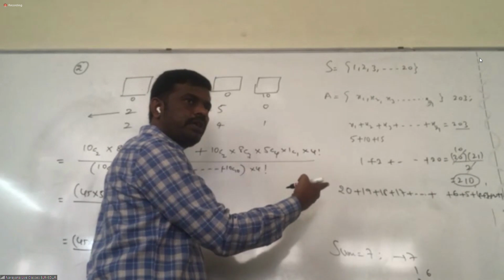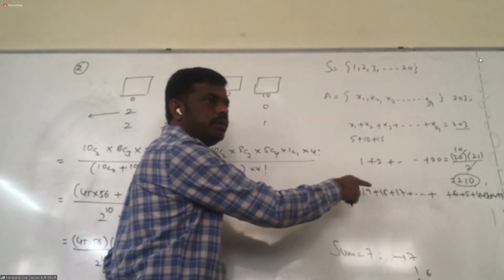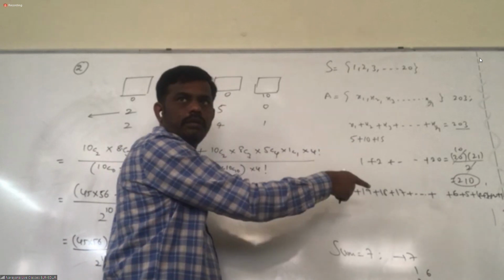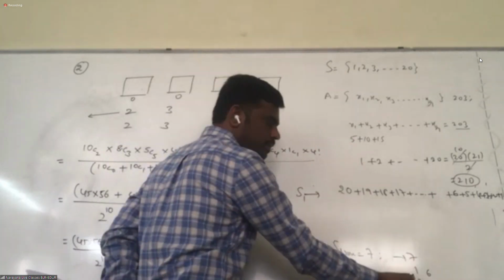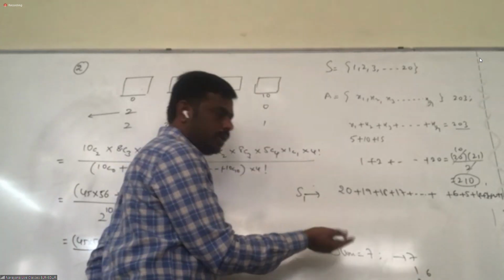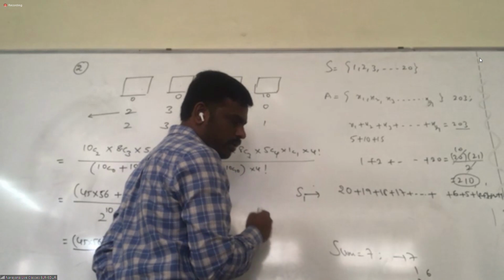Where the sum of the elements is equal to what? 203. Why? Tell me, if you don't take 7, it is becoming 203, right? If you take 7, it is 210. If you don't take 7, that is one possibility. Next, 1, 6, 7, again 2 numbers we removed. Next, 2, 5, 3, 4, 1, 2, 4.